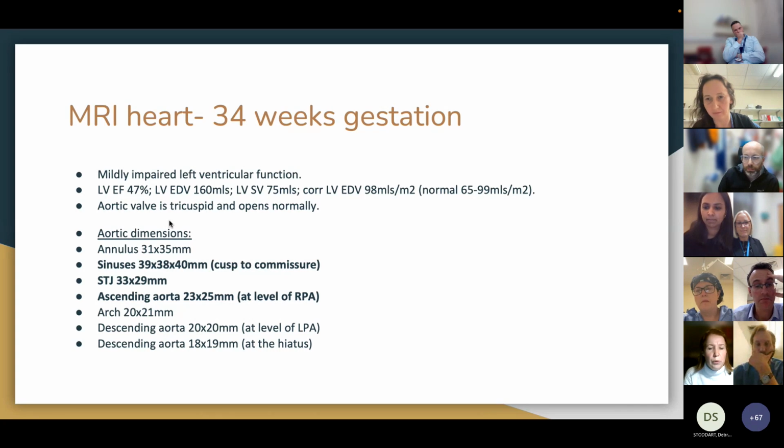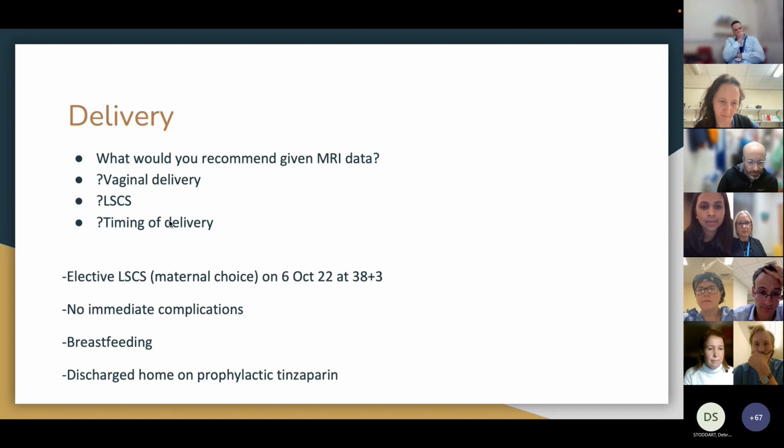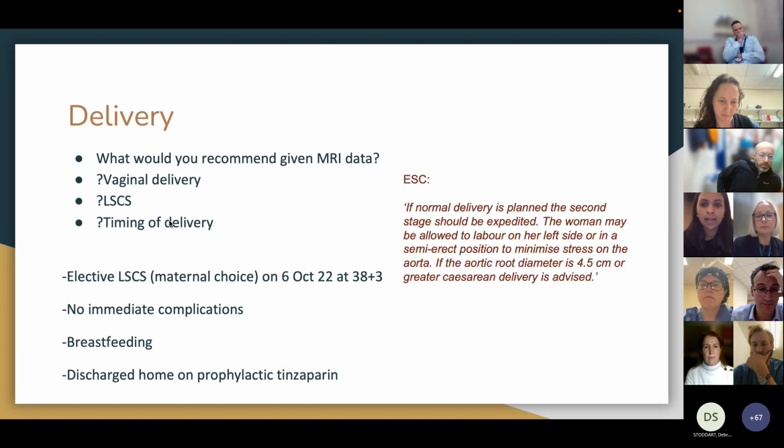Okay, so should we move on in the timeline? Yeah. So she had an elective C-section, which was maternal choice at 38 plus 3. There were no immediate complications. She started breastfeeding and she was discharged on prophylactic tinzaparin. And again, more safety netting at that point in time.